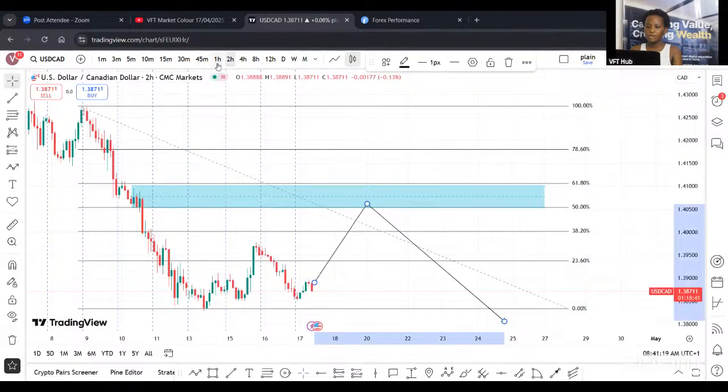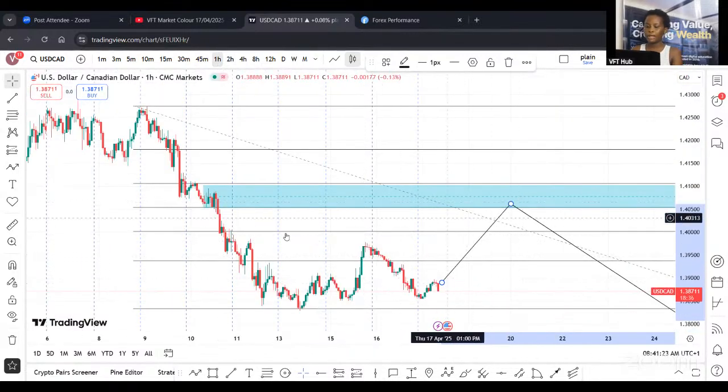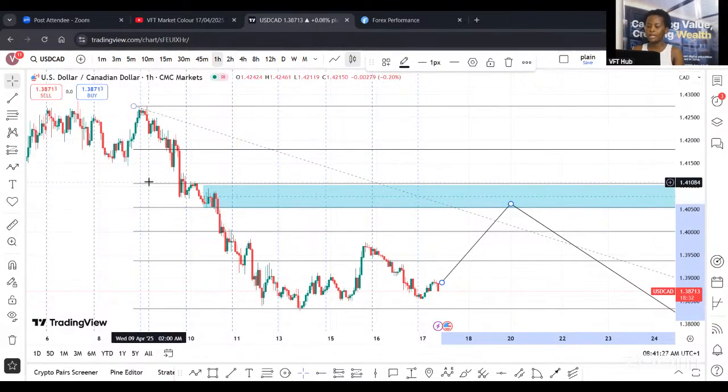Same thing we're seeing on the 2-hour time frame, same thing we're seeing on the 1-hour time frame. Expect some temporary buys back into this POI, and then we're going to continue selling USDCAD. And that is pretty much it for my general bias on AUDUSD, NZDUSD, and USDCAD.